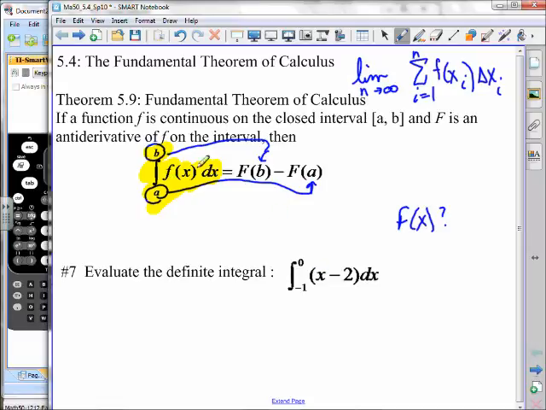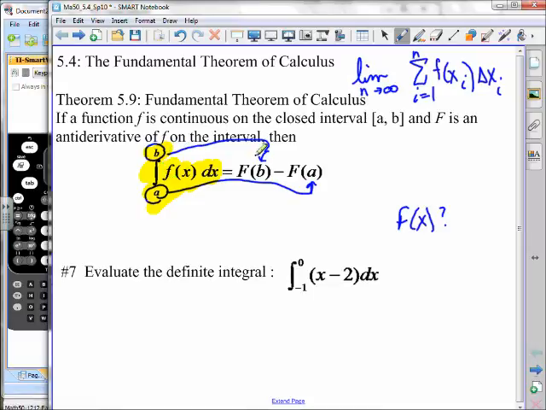What did you say up here? This is the area under what curve? F of x. So I'm going to graph the integrand because f of x is the integrand. Okay. From A to B, and then this is the same thing as, this is the antiderivative.